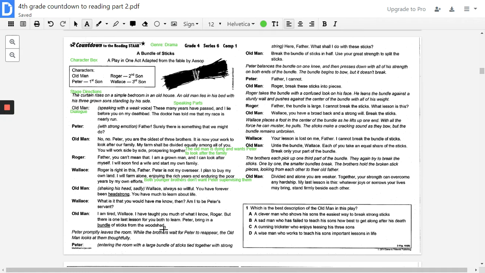Use your great strength to split the sticks. Peter balances the bundle on one knee and then presses down with all of his strength on both ends of the bundle. The bundle begins to bow, but it doesn't break. Peter: Father, I cannot. Old man: Roger, break these sticks into pieces. Roger takes the bundle with a confused look on his face. He leans the bundle against a sturdy wall and pushes against the center of the bundle with all of his weight.